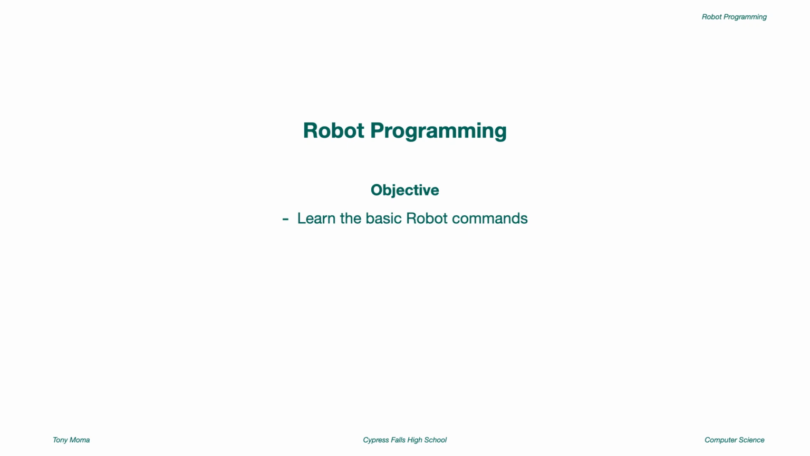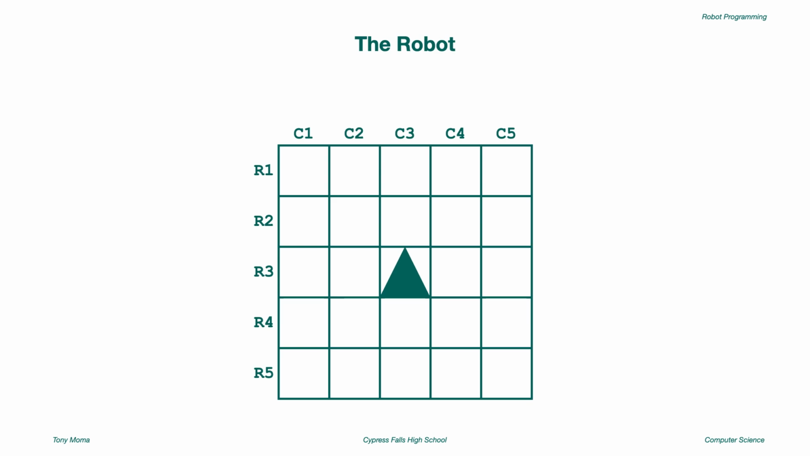Robot programming. In this video, we will learn the basic robot commands. Consider the following grid. The triangle at the center of this grid is a robot. All robots have location and direction.